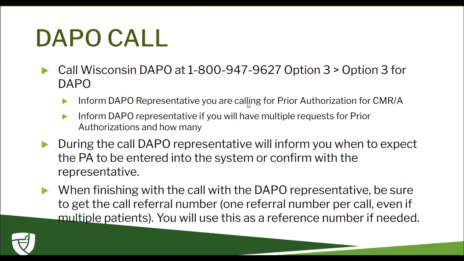To call is 1-800-947-9622, and you'll do option 3 and option 3. And that gets you to the DAPO rep. Just let them know right off the bat you're calling today for a prior auth for the CMR.